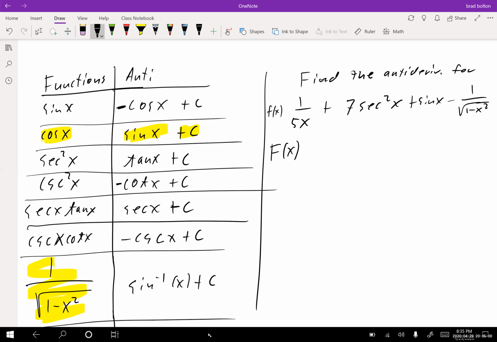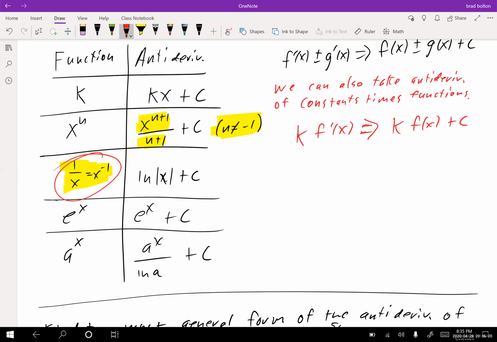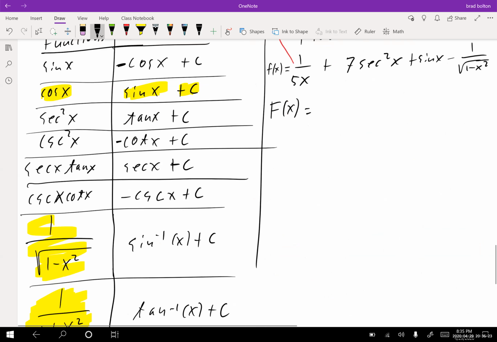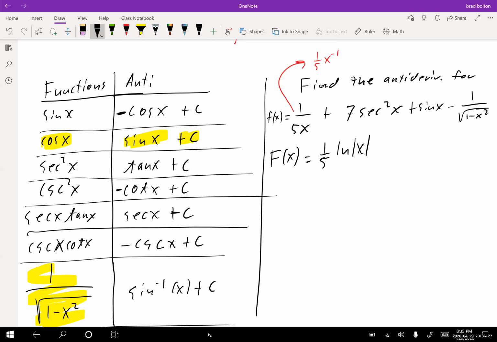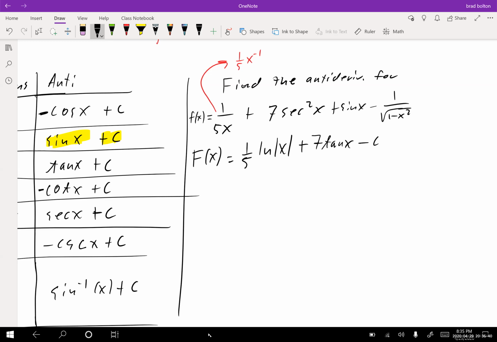So then big F of x equals, now remember, maybe I should warn you guys, sometimes they try to throw you off. Remember, this is really just 1/5 x to the negative 1. But if we look back up here, x to the negative 1 had an antiderivative of ln of x plus c. So this is 1/5 ln of the absolute value of x plus c. And then this one is plus 7 tan x. And then sine of x is minus cosine of x. And then this one would be minus sine inverse of x.